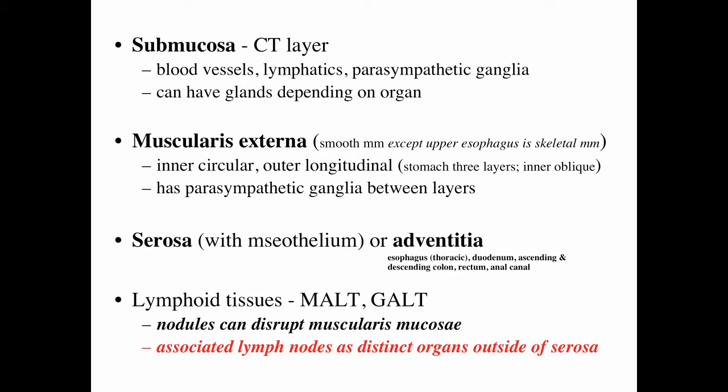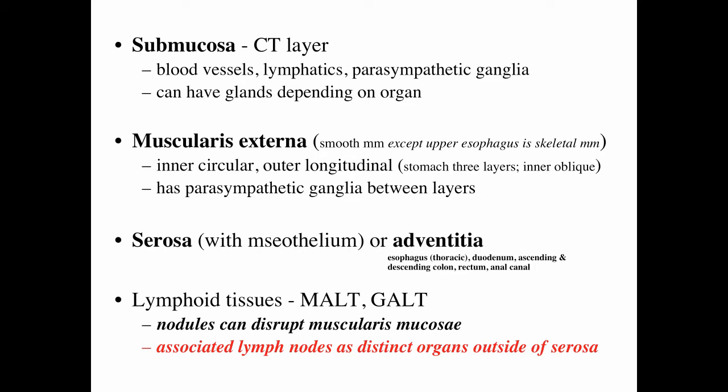The muscularis externa is generally smooth muscle, the exception being that in the upper region of the esophagus you see skeletal muscle, and in the middle region of the esophagus you see intermingled skeletal and smooth muscle, and this may be the only place in the body that I can think of where there's intermingling of skeletal and smooth muscle. The muscularis externa consists of an inner circular and an outer longitudinal layer of smooth muscle generally. Sometimes the stomach picks up a third oblique inner layer. There are oftentimes a parasympathetic ganglion between the layers of the muscularis externa.